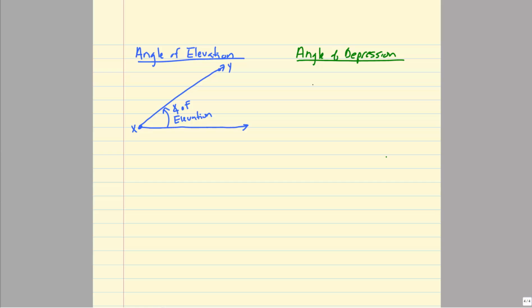Next would be my angle of depression. For the angle of depression, I'm also looking from the horizontal, and I should write that in here. This is a horizontal line. I'm also looking from the horizontal, but instead of looking up, I'm looking down. So if I'm standing here at X, or looking out a window at X, and I look down toward this point, Y, this is called my angle of depression.